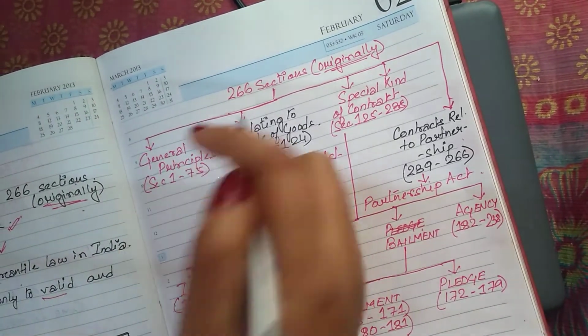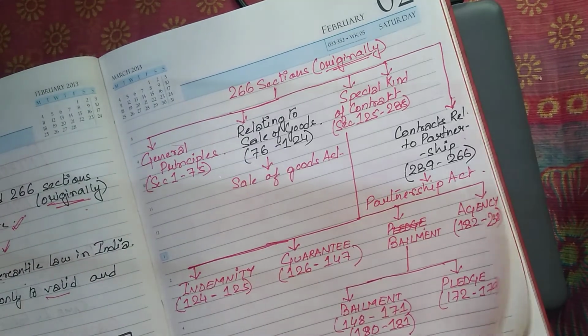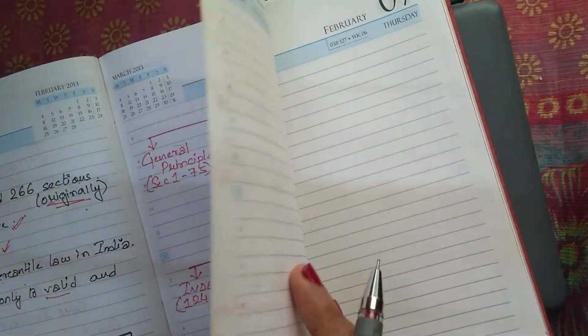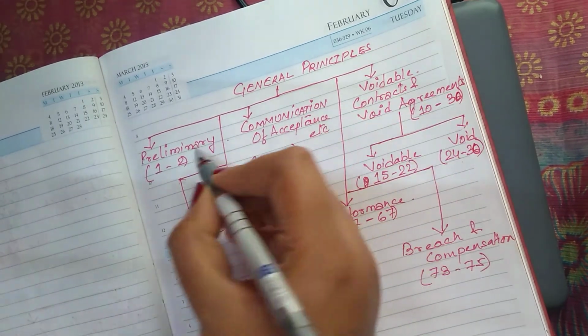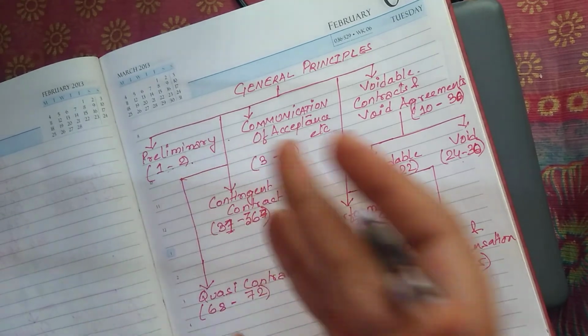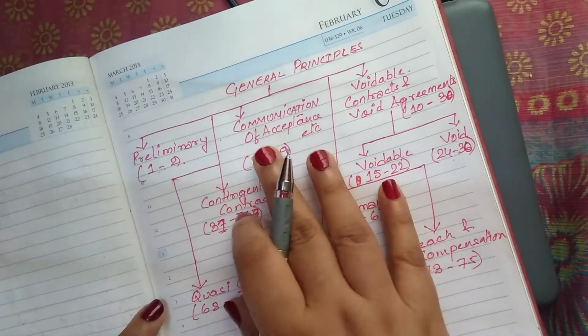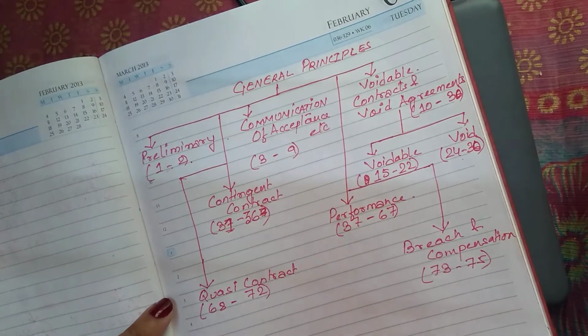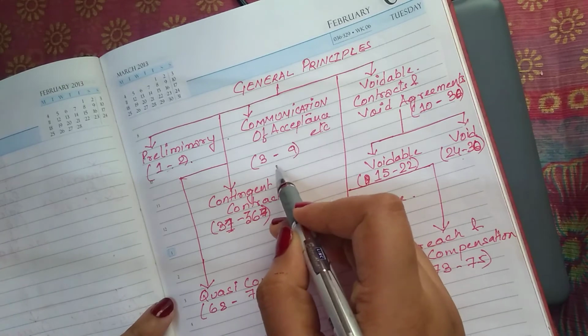Now, let's discuss how you can divide the general principles of the Indian Contract Act into various categories. The first portion of the general principles is preliminary, which consists of section 1 and 2. It defines its extent and its definitions, the interpretation clause. Then comes the communication of acceptance, offer, acceptance, revocation, and various other communication. It consists of section 3 to 9.